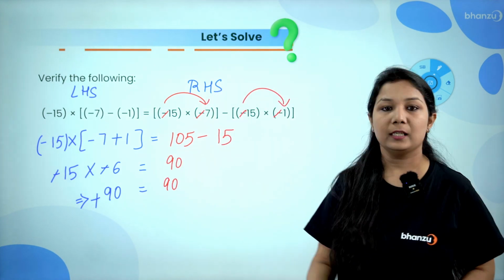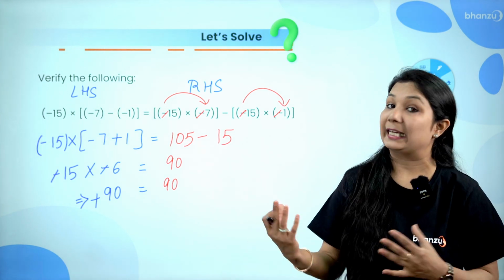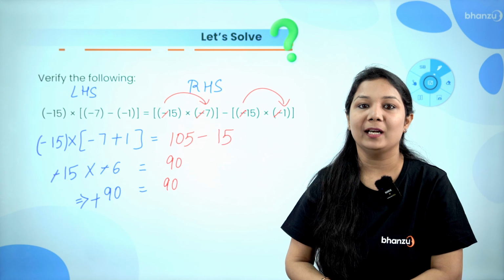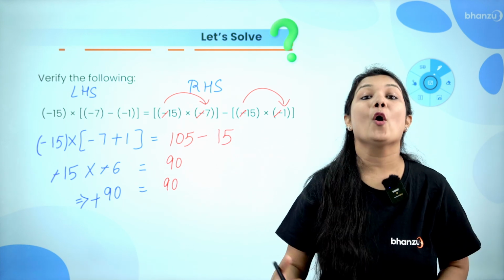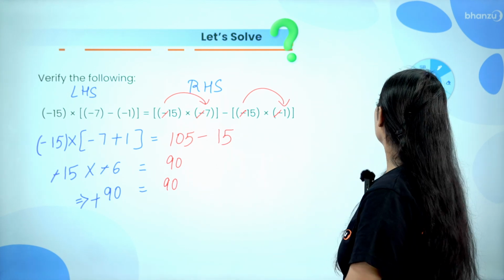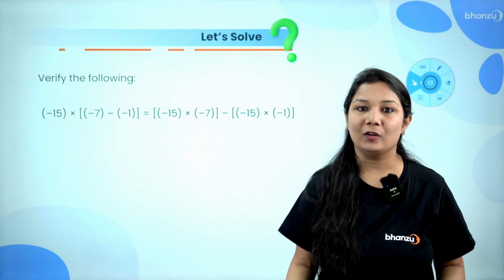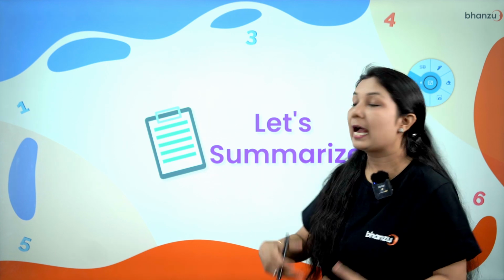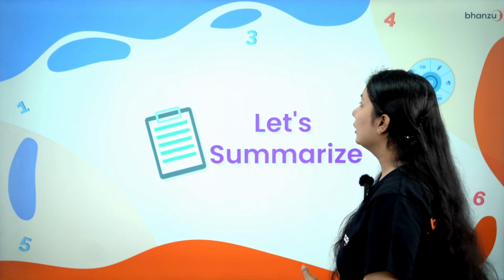So again you can see you got your right hand side and your left hand side same. So this shows distributive property of multiplication over addition or over subtraction is true. It holds good for it, right? So you can try out with any integers. So moving ahead, let's summarize what all we had learned today in the session.